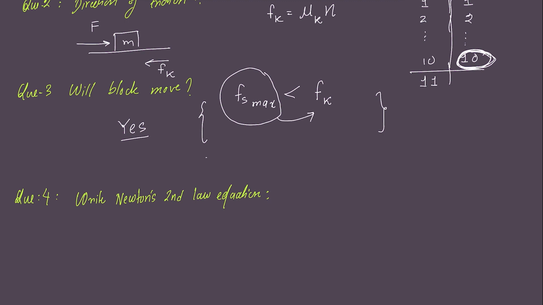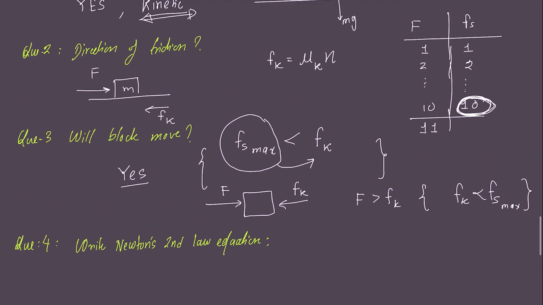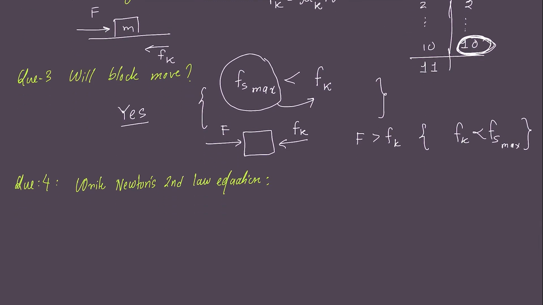That means that if there's a force in the plus x direction, there's a block right here, and if that force is greater than fs max, then definitely there will be, first of all, a kinetic friction, and of course the force applied will also be greater than fk, because fk is always smaller than fs max. I hope you understand this. So that is why the block will move.